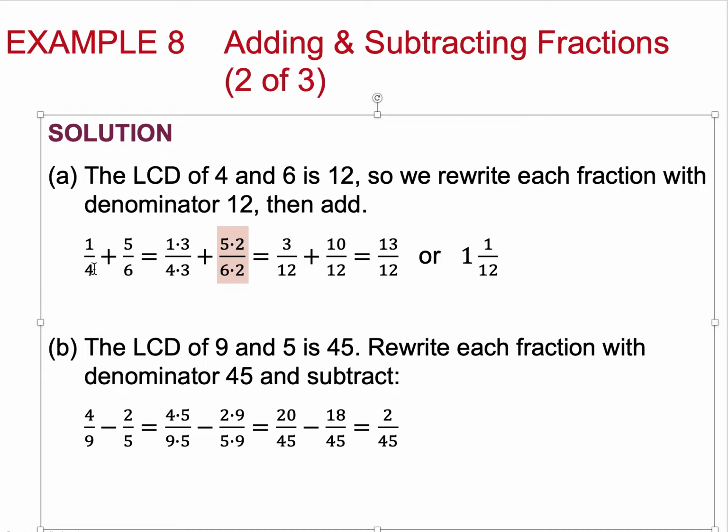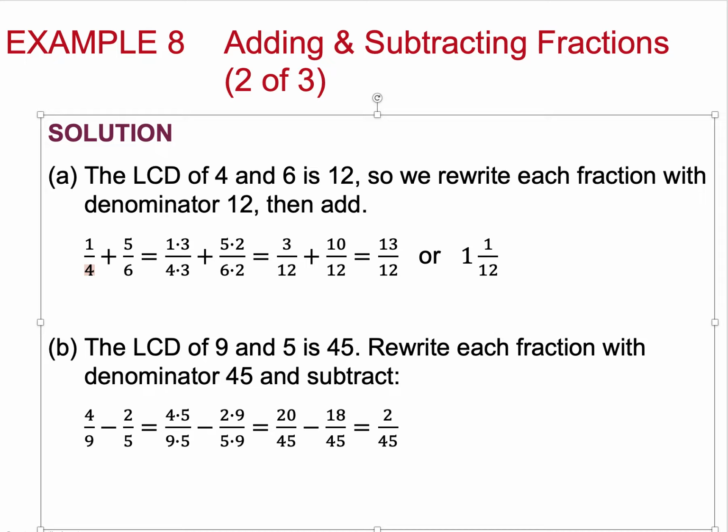And if you weren't sure how to arrive there, I can do the multiples of 4. So 4, 8, 12. And I counted 3 times, so that's why I know that I multiply 4 by 3. And then I have 6, then 12, which is why I'm going to multiply 6 by 2. Once I have that common denominator, I just add the numerators across, and in this case, I get an improper fraction. So 12 goes into 13 one time with a remainder of 1, which is where that numerator comes from.